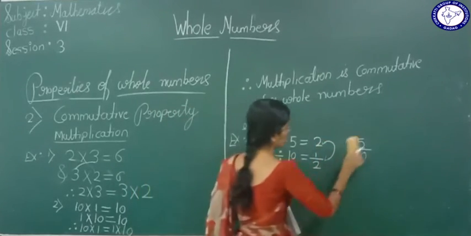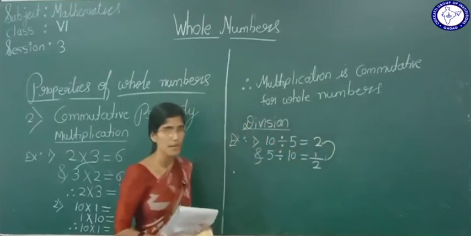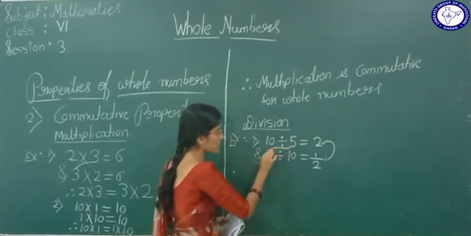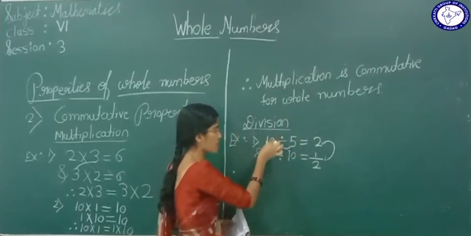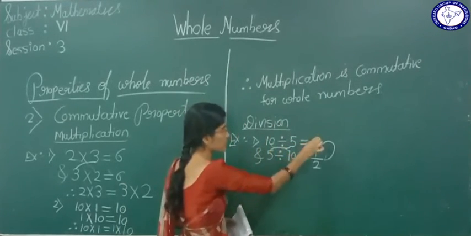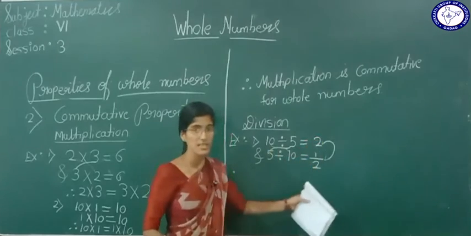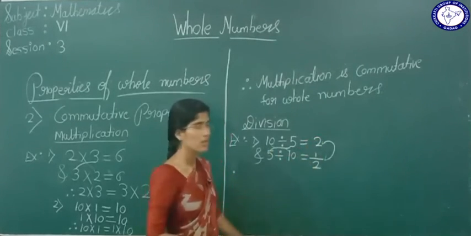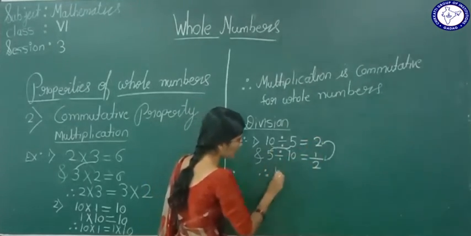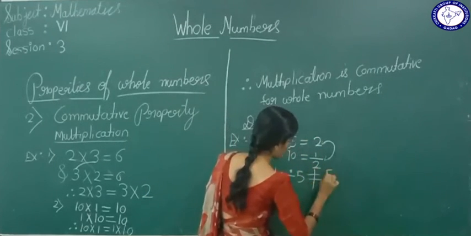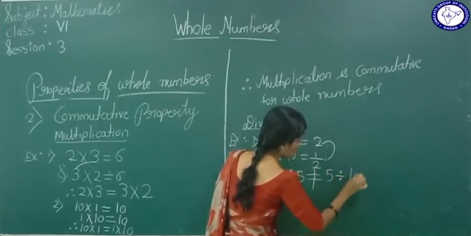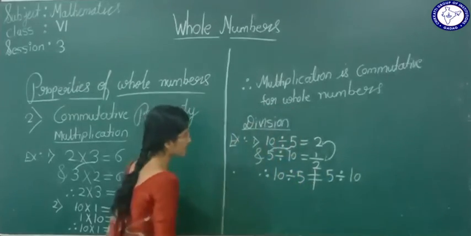No. Yes or no? But in commutative property, if we take the second number in first place and the first number in second place, the answer should come same. Here the answer is not coming same. Therefore, 10 divided by 5 is not equal to 5 divided by 10. We will take one more example.